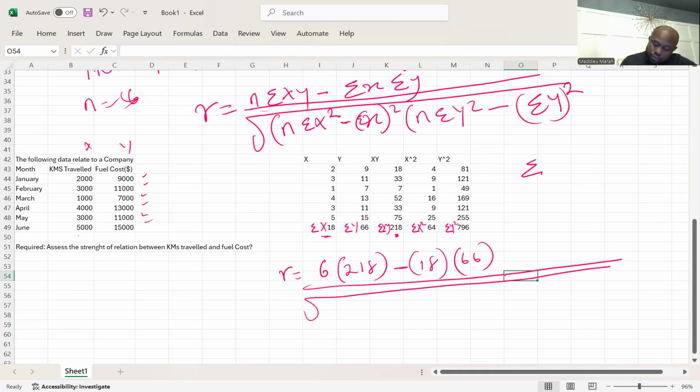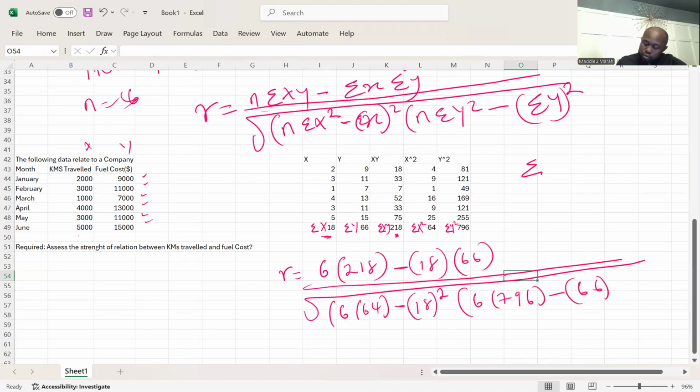Just go down. We have our roots. And first one, we have here 6 for n. N is 6. Sum of x square. What is sum of x square? Sum of x square becomes how much? 64 minus sum of x all square. Sum of x is how much? 18. So we have 18 all square. And come here again. We have our 6. Sum of y square. Sum of y square, we have 796 minus sum of y, 66 all square.